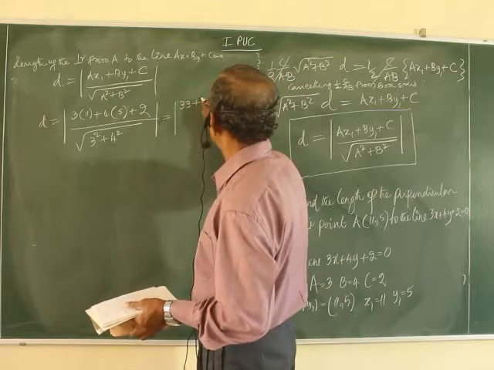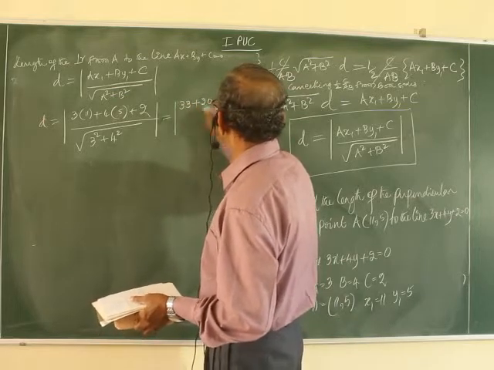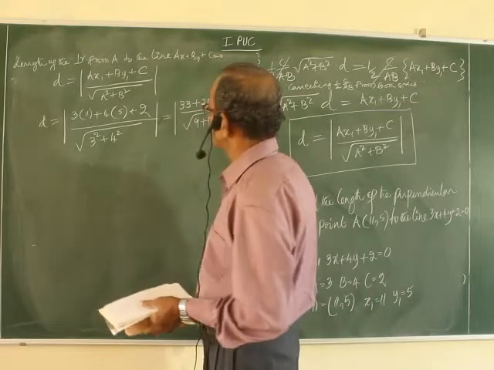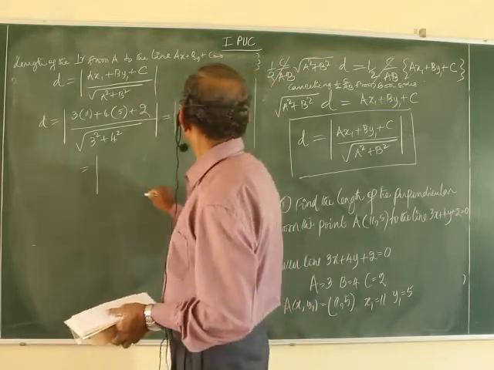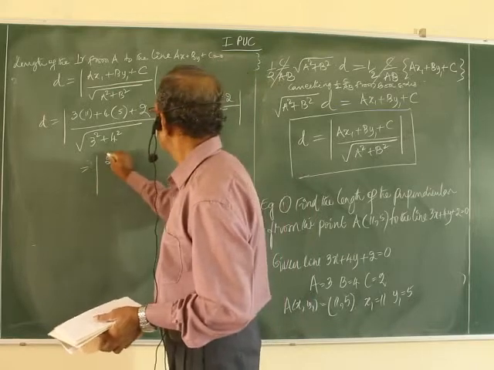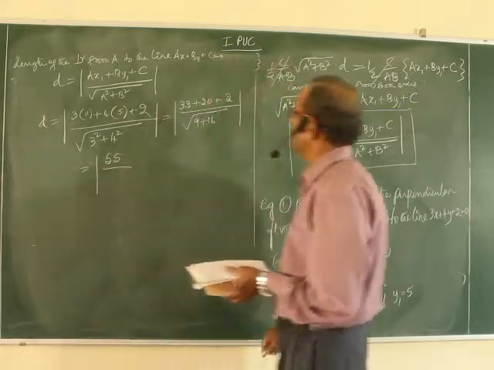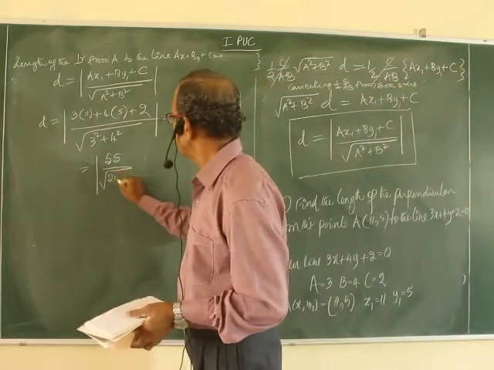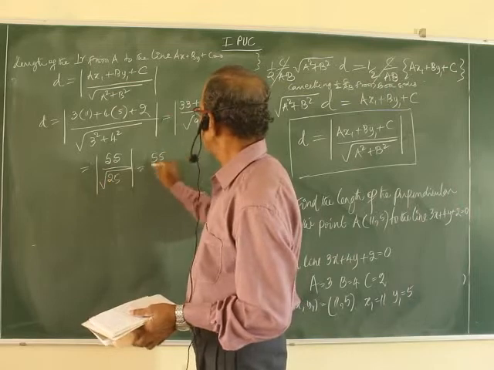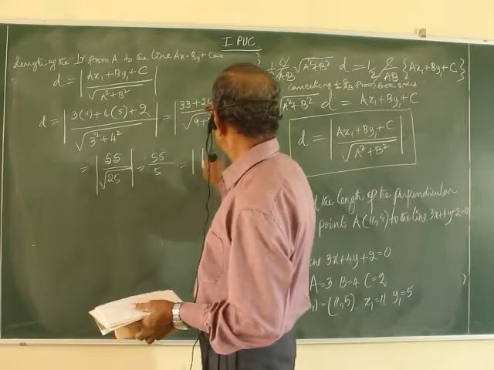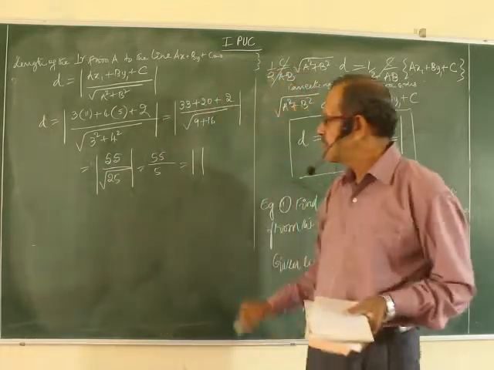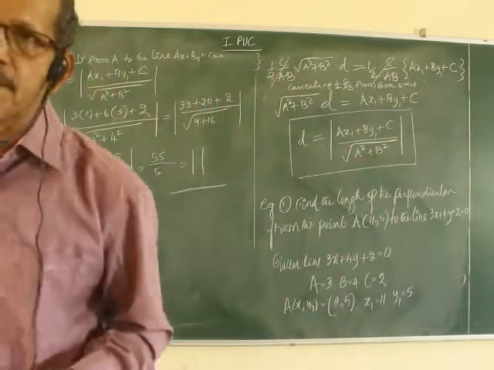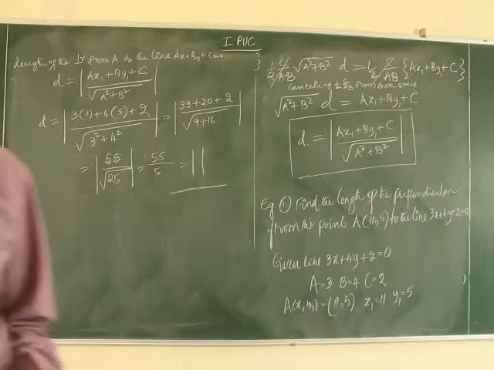33 plus 20 plus 2, root of 9 plus 16. 55 by root 25. 55 by 5. Answer is 11. Length of the perpendicular from the given point, distance of the point from the line, is 11 units.